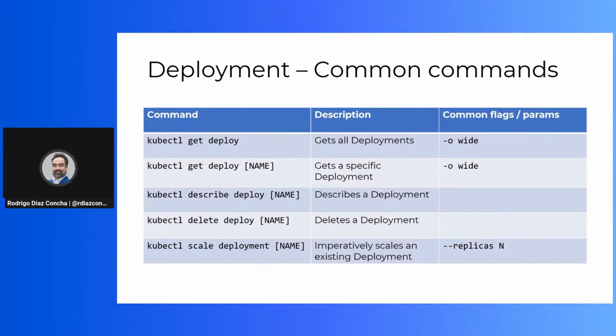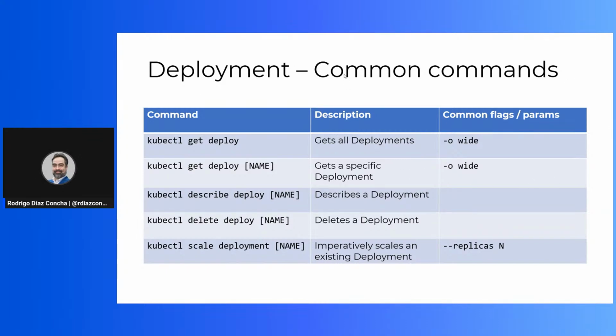Okay, so you create that object, you create the deployment object, and then you can describe your deployment. You can delete the deployment. You can list all the different deployments that you have. And you can also scale a deployment by using kubectl scale deployment and the name of the deployment.